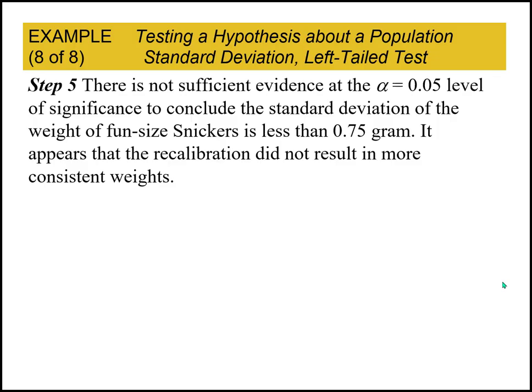Okay, so final conclusion. There is not significant evidence at the 0.05 level of significance to conclude that the standard deviation of the weight of fun-sized Snickers is less than 0.05 grams. So what that means is the recalibration of the machine, it didn't make more consistent weights for the candy based on our testing. And we did it 2 different ways, classical and p-value approach, and then we used technology to get more accurate with our p-values. All right, so this is how you do hypothesis testing about population standard deviation. Thanks for watching.